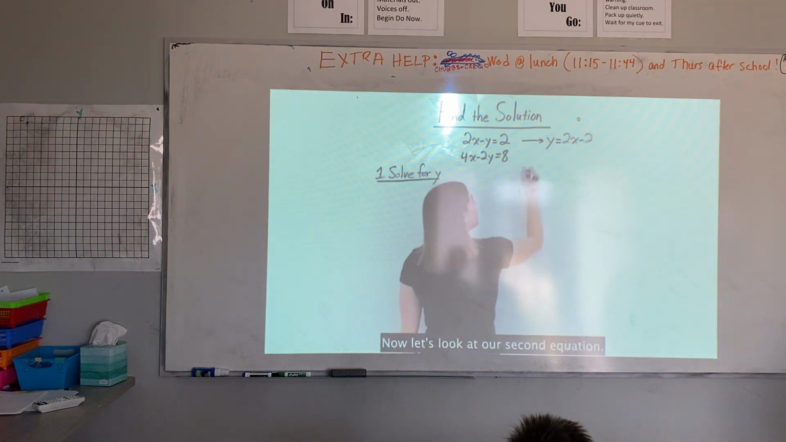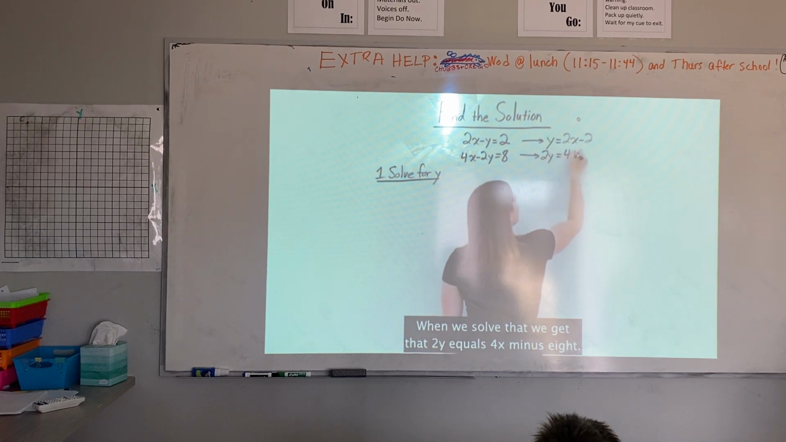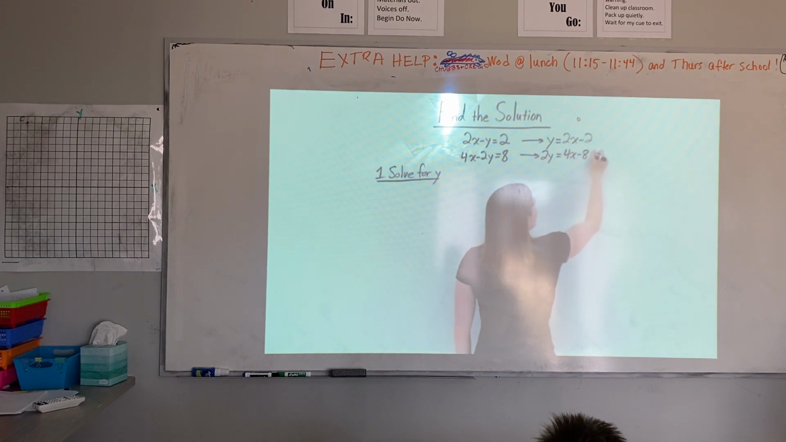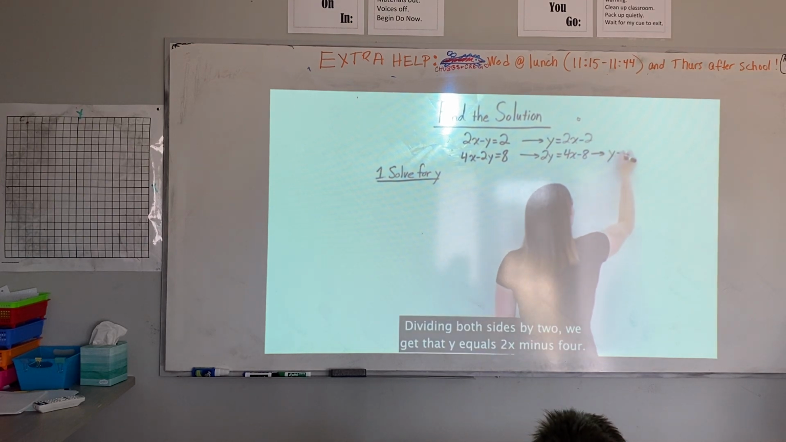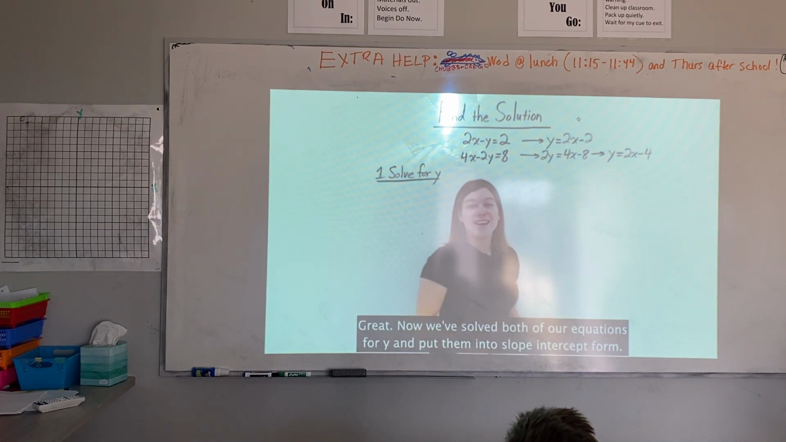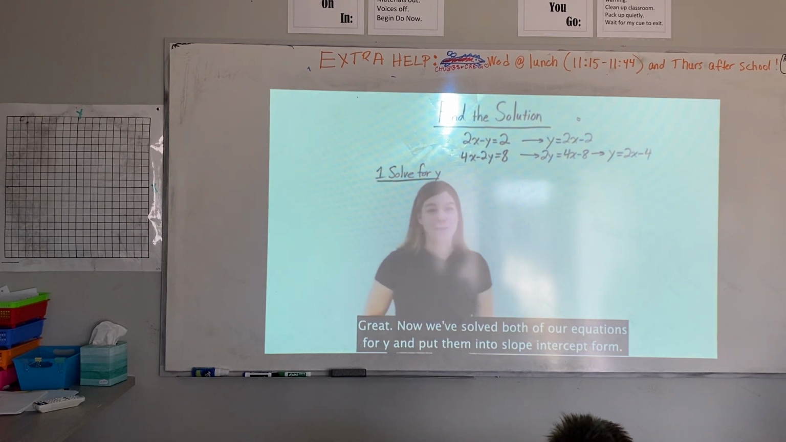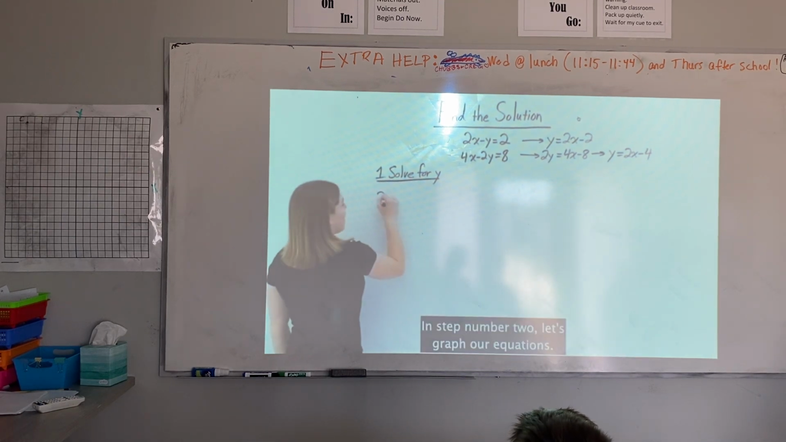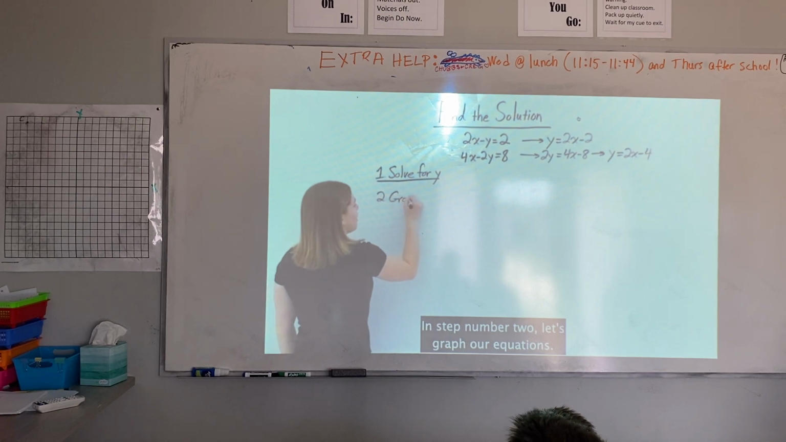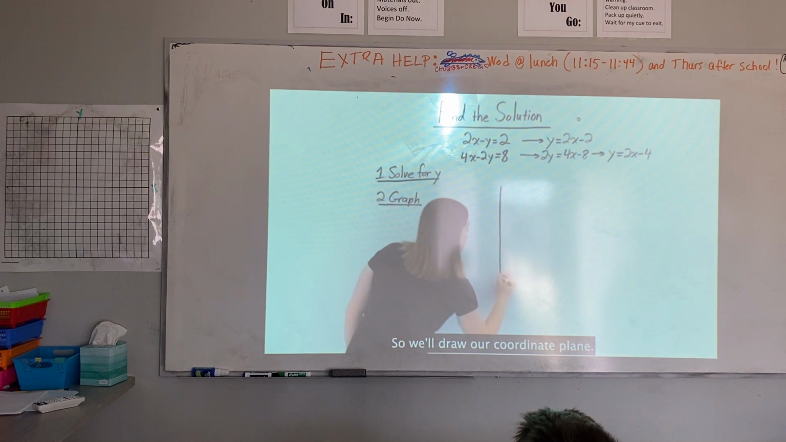Now let's look at our second equation. When we solve that, we get that 2y equals 4x minus 8. Dividing both sides by 2, we get that y equals 2x minus 4. Great. Now we've solved both of our equations for y and put them into slope-intercept form. In step number 2, let's graph our equations. Draw our coordinate plane.